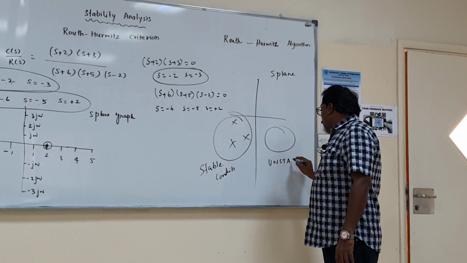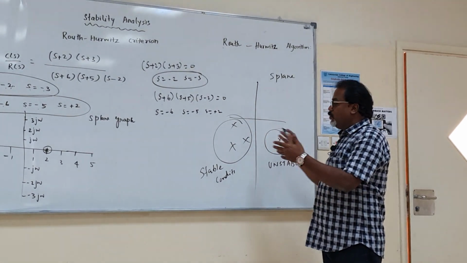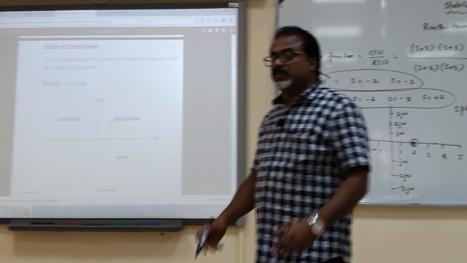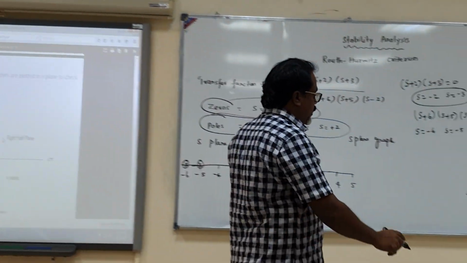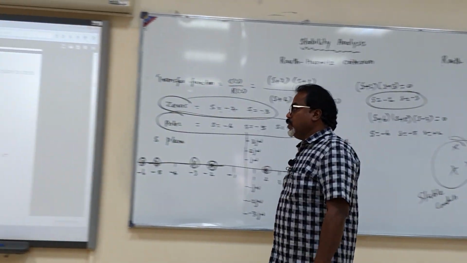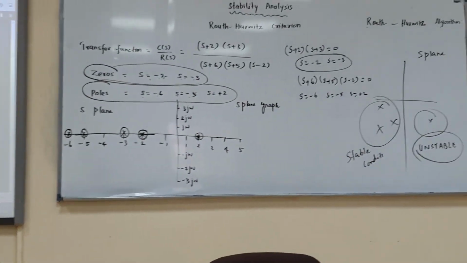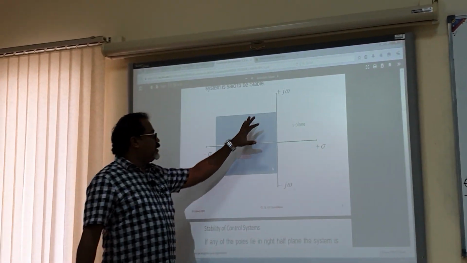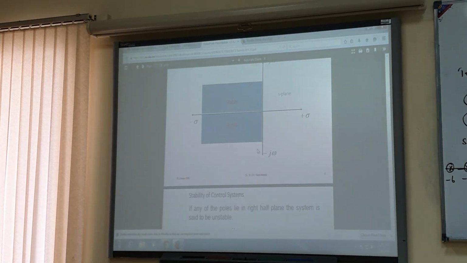Sir, you may ask the question: if one root is lying in the right half of the S-plane, and other roots are lying in the left half of the S-plane? So if we are going to tell like this, even if one root is lying in the right half of the S-plane, then you can say the system is in unstable condition. This is what we are going to see in the Routh Hurwitz algorithm. See here, left half of the S-plane means it is a stable system, and right half of the S-plane means it is called an unstable system.